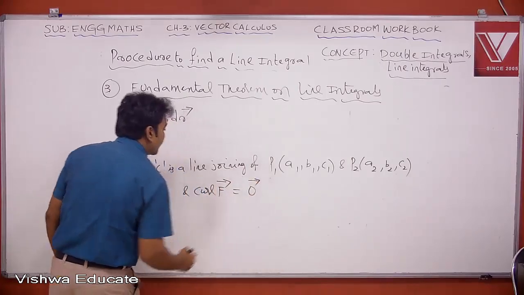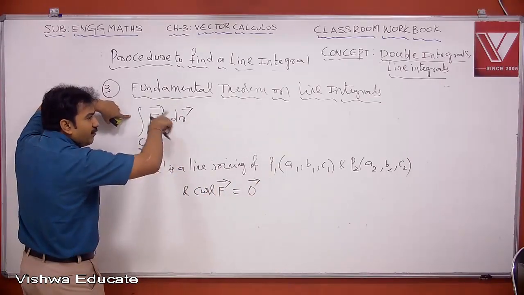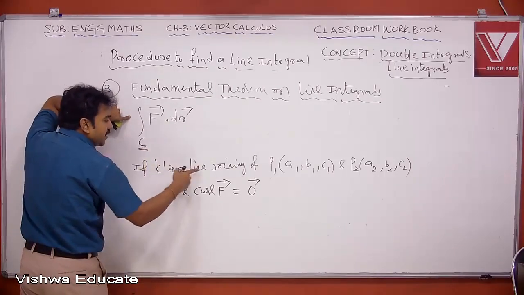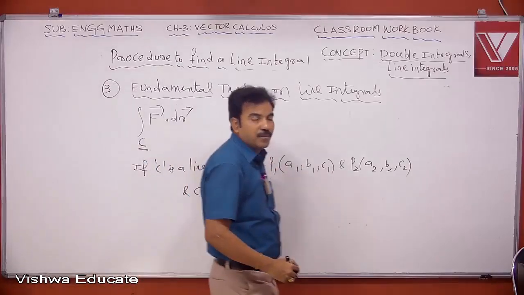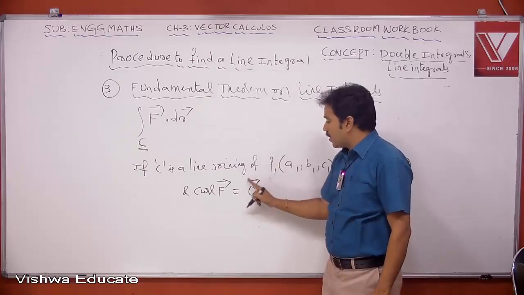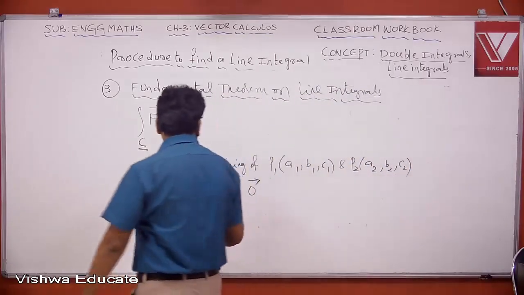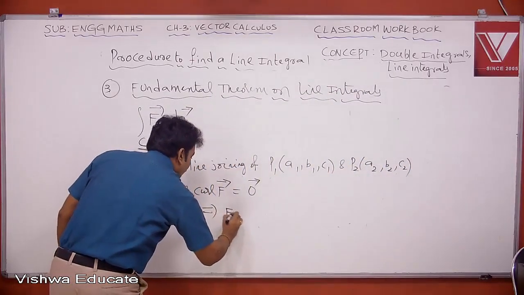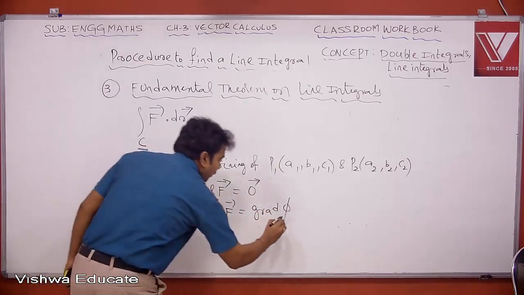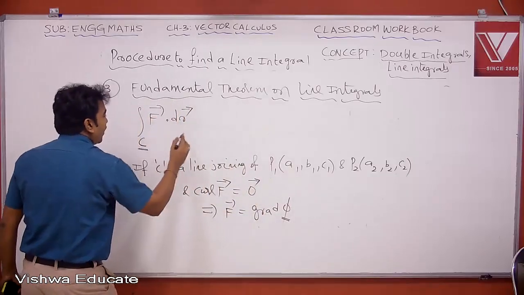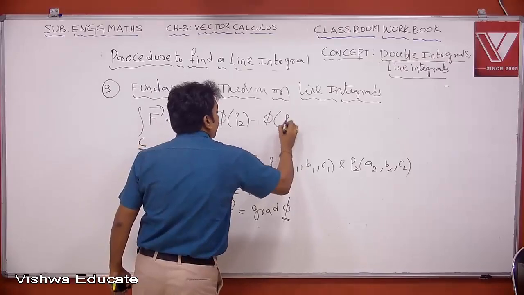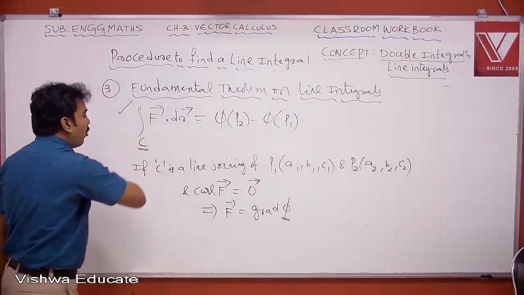Under these two assumptions, we can get this line integral very easily. When you are finding this line integral, look at the curve C. If C is a line joining 2 points P1 and P2, immediately evaluate the curl of this vector. If the curl equals the null vector, then f bar must be equal to the gradient of some scalar pi. This pi is useful for getting the line integral, which will be equal to pi of P2 minus pi of P1. This is the statement of the fundamental theorem on line integrals.